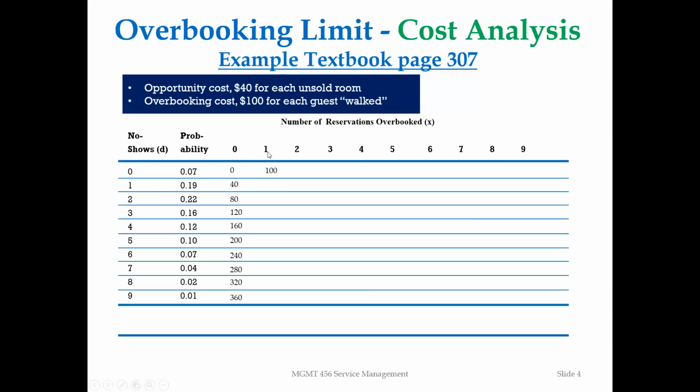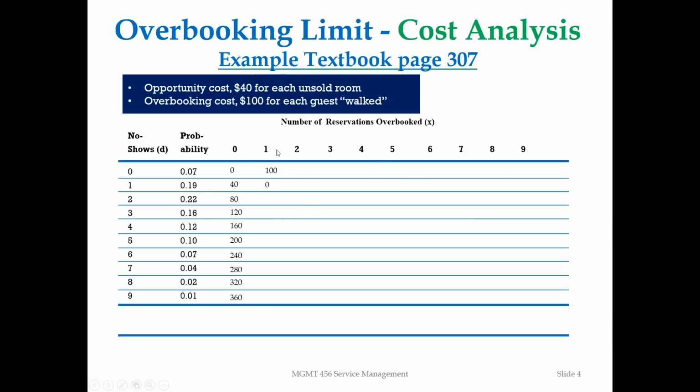So what if I overbook by one and one person does not show up? This is a perfect situation. I overbook by one, that means I take 101 reservations, and one person does not show up, so eventually only 100 customers show up. It's perfect. I have exactly 100 rooms for 100 customers. So my cost is 0.